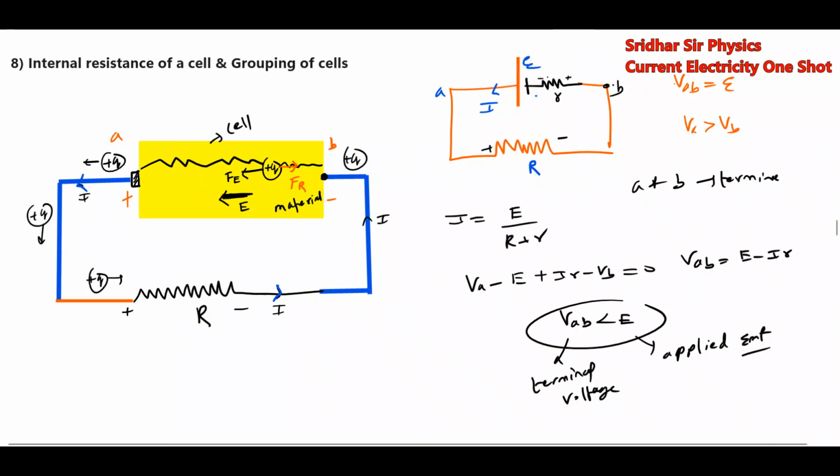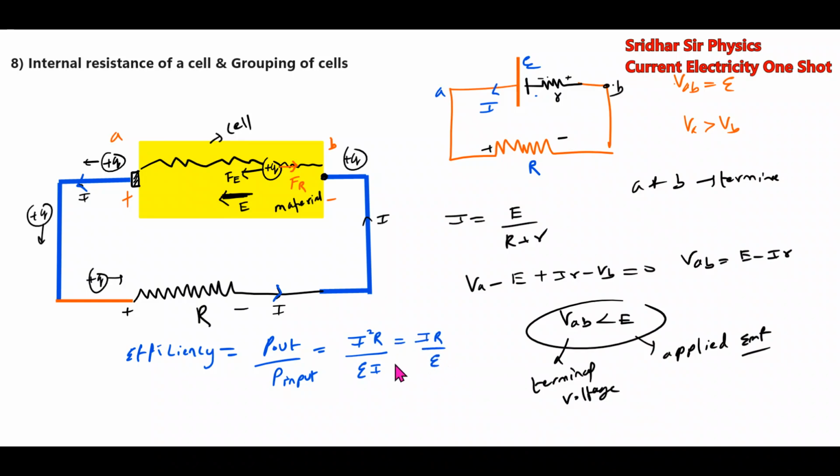So like this we'll define the efficiency of a cell. How do you define efficiency? Useful output power by total power, or total input power. What is the useful output? It will be I square R. What is the total input power generated? That will be E into I, so efficiency is IR by E like this. And further, I is equal to E by R plus r.